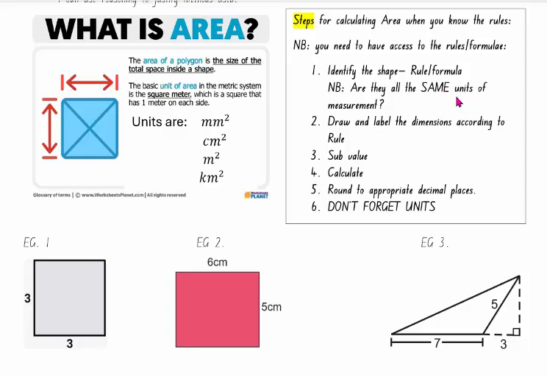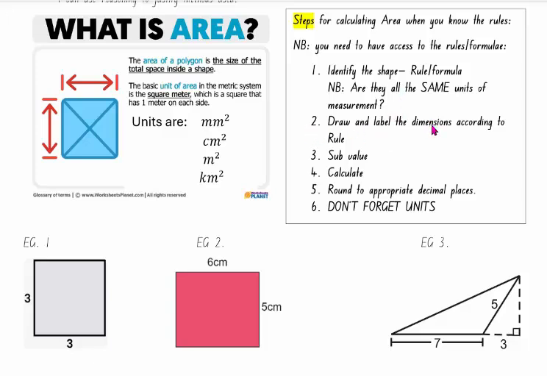The first thing you're going to do is identify the shape. Whether it's a square, rectangle, trapezium, kite, those sort of things, you need to know what the shape is, and match the rule for the shape. The next thing you need to look at is, are they the same units? Because if they are not the same units, you need to convert them. It's just something to keep in the back of your mind that we will be doing in class.